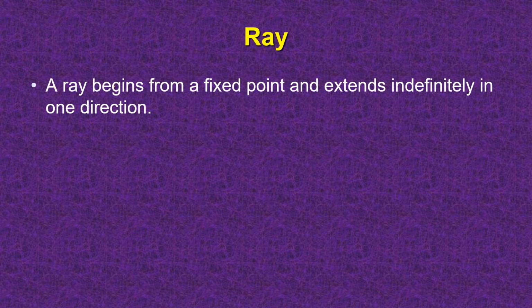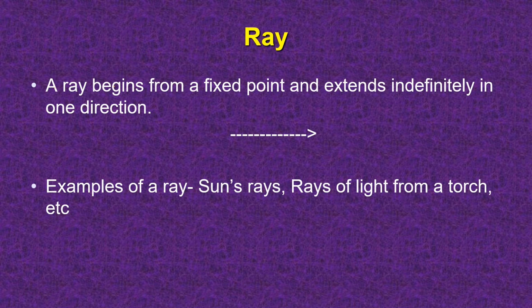So let us now learn about a ray. Now what is a ray? A ray begins from a fixed point and it extends endlessly in one direction. It has only one fixed point and it will go on endlessly in another direction, right? So the examples of a ray can be sun rays or rays of light coming from a torch, or sometimes you must have seen on the roads there is an arrow sign showing that you have to move straight or you can just take the turn. Okay, so that is a ray.